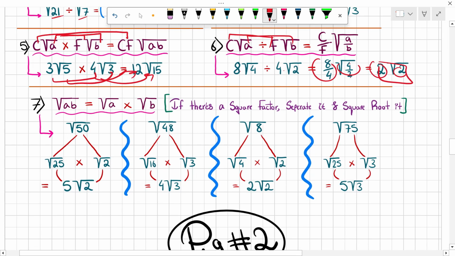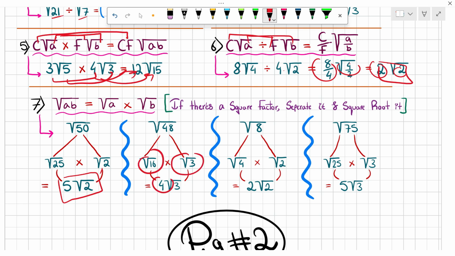Now, this is usually the most common case, when we have a square factor and we need to simplify the square factor. So, for example, root 50. In root 50, 50 is 25 times 2. So root 25 times root 2. Root 2 cannot be simplified anymore, but root 25 can be simplified to 5. So the answer is going to be 5 root 2. Root 48 can be simplified to root 16 times root 3. Root 3 is the simplest form, but root 16 is a perfect square of 4. So this is going to be 4 root 3, and so on.